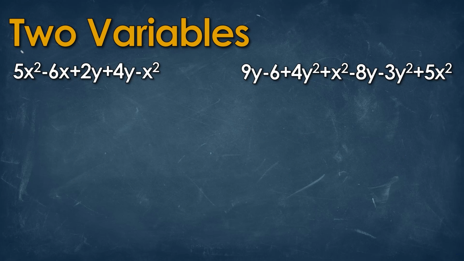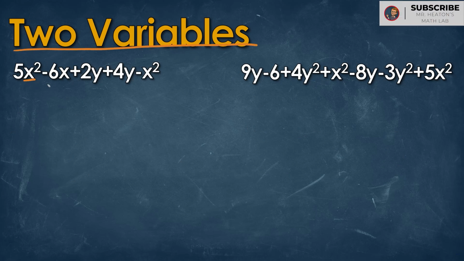Now moving on, we're going to take a look at when we have two variables, meaning that we actually have two different letters. We have an x and now we have a y. So we always follow that when we have the highest exponents, we put those terms next to each other first. And then what we'll do is take a look. We have x and we have y.